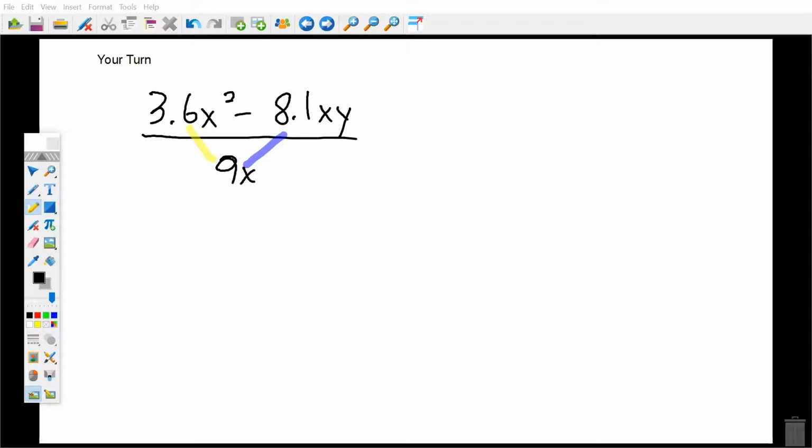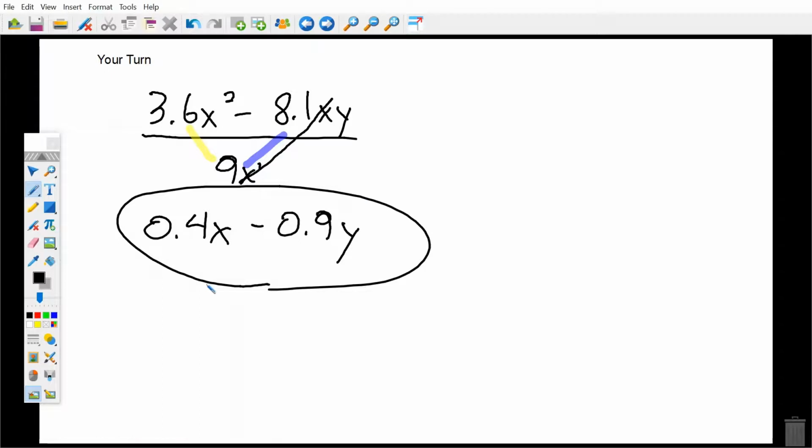3.6 divided by 9 is 0.4, and the exponents, 2 minus 1, because we're dividing, is 1, and then negative 8.1 divided by 9 is 0.9. On the top here we have xy, and on the bottom we have an x. So the x and the x would cancel out, leaving us with just a y on top. So our answer is 0.4x minus 0.9y.